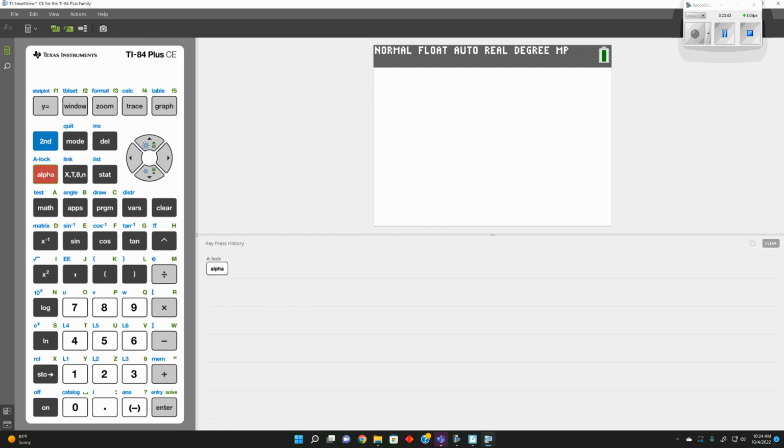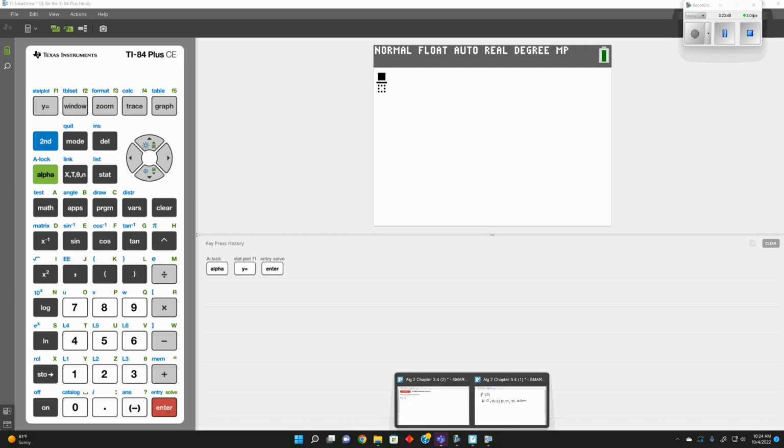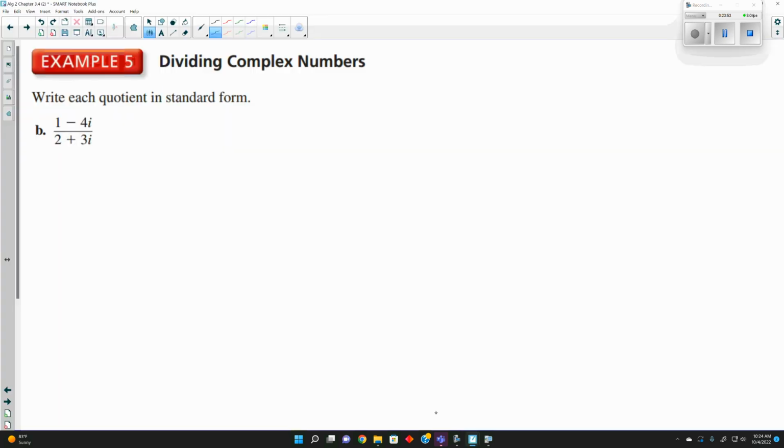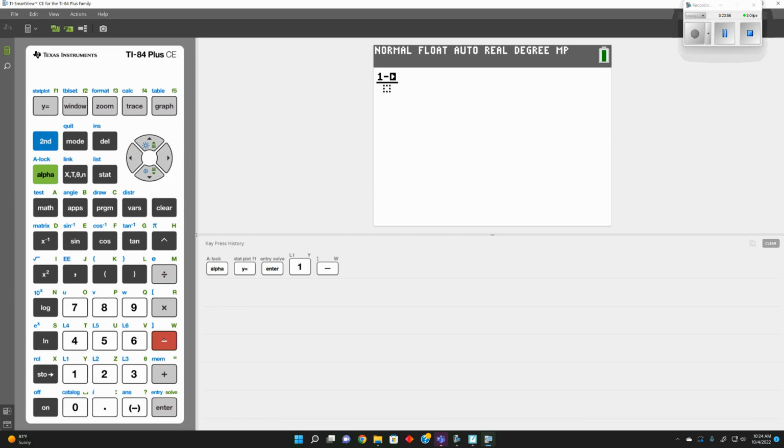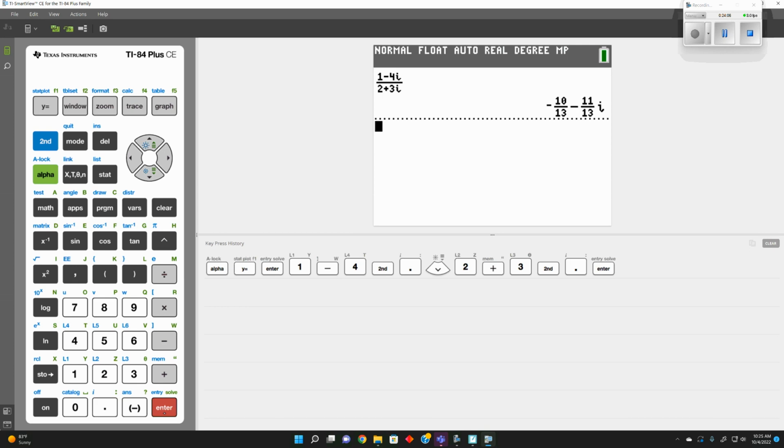So alpha y equals enter. So 1 minus 4i over 2 plus 3i. 1 minus 4i over plus 3i, yes? Alpha y equals enter. Yep.